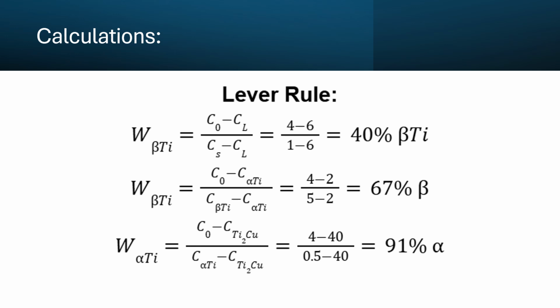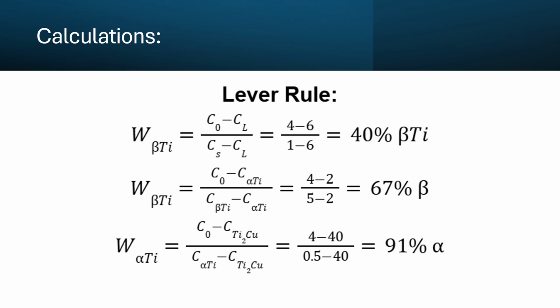So now we can calculate the weights for our beta titanium. To calculate our weight for our beta titanium, we're going to use the following formula from the lever rule. We'll take C naught, we'll subtract C of the liquid, and then divide that by the concentration of the solid minus the concentration of the liquid. Doing that out, we get 40% weight for beta titanium. So Brody, what about the weight for the liquid? That is a great question. Both of these weight percents should add up to 100. So therefore, the liquid would be 60%.